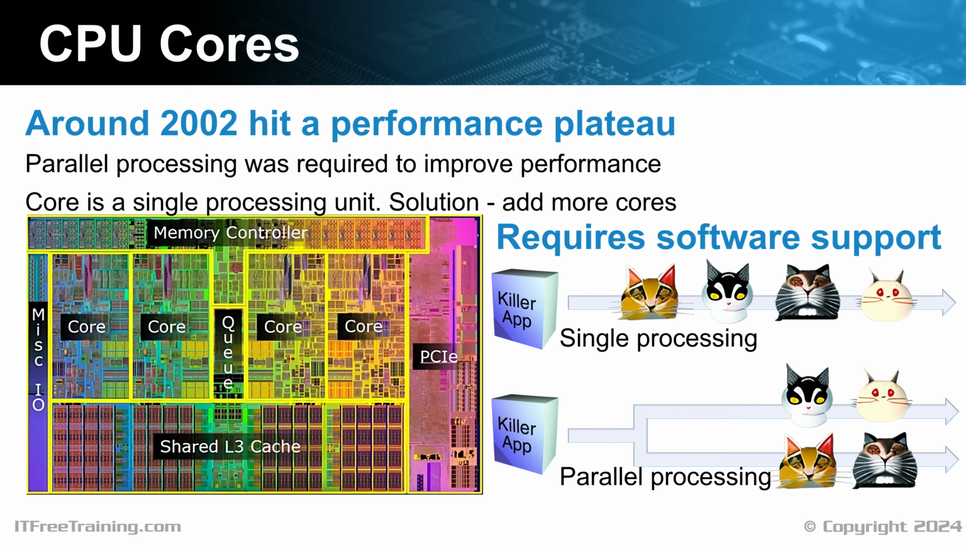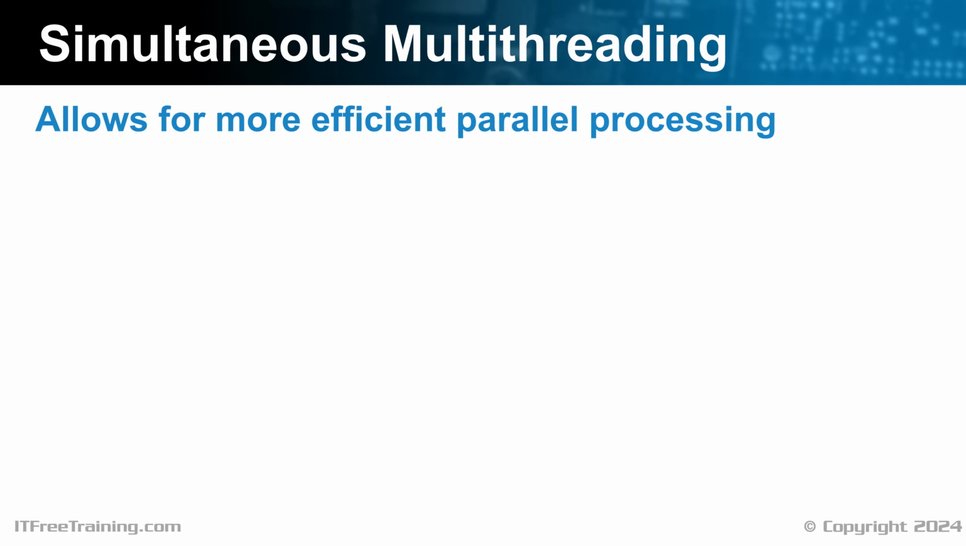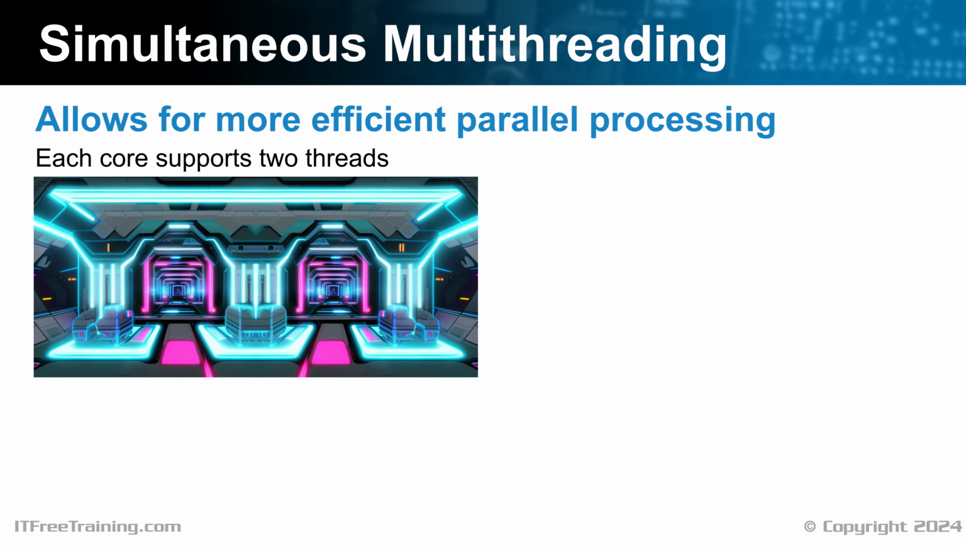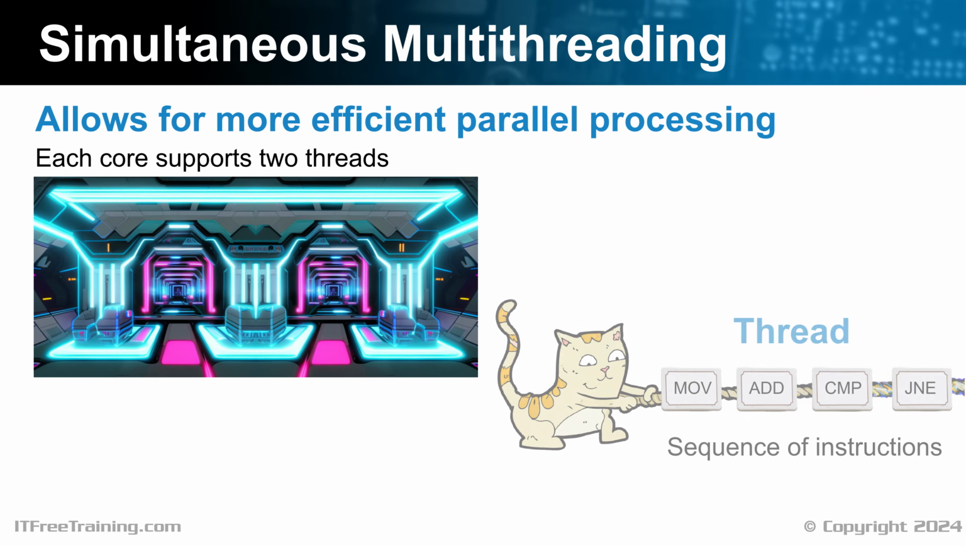Adding cores adds more processing power, but inside the core there's also parallel processing ability. Modern CPUs support simultaneous multi-threading. This effectively allows for efficient parallel processing. The way it's currently implemented is that each core in the CPU supports two threads, a thread being a sequence of instructions. A thread is essentially a virtual CPU that can execute one sequence of instructions, or to think of it another way, it runs a single stream of instructions independently of other threads.